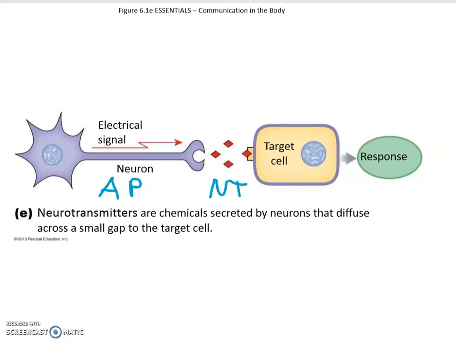That's the red stuff right here. And it will bind to the receptors that are on the target cell in very close proximity to the axon terminal. And then this target cell receives this neurotransmitter, and the event of binding to the receptor then triggers a response in the target cell, and there we have the response.